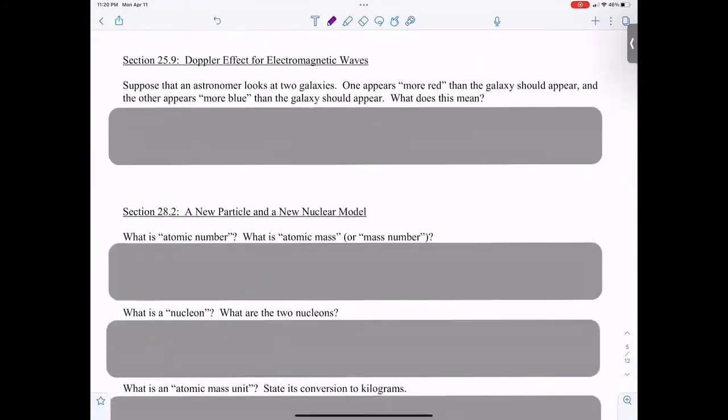Section 25.9, Doppler effect for electromagnetic waves. Suppose an astronomer looked at two galaxies. One appears more red than it should appear, and the other appears more blue than it should appear. What does this mean?